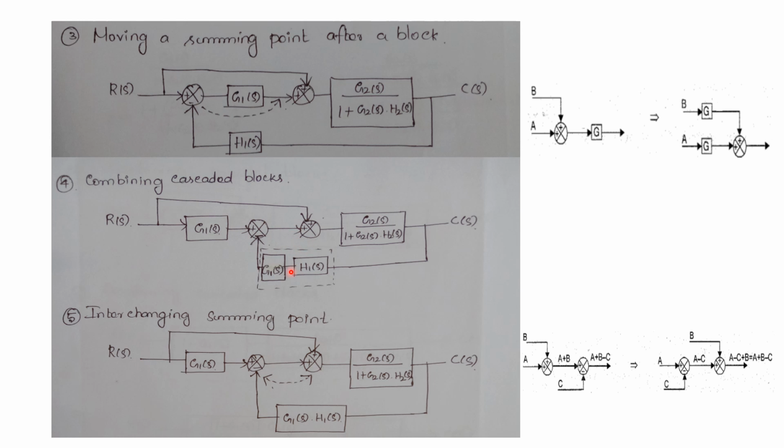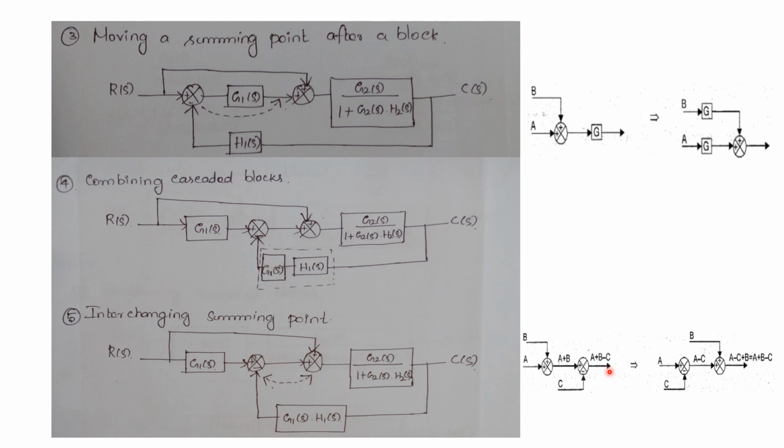Before interchanging the summer, here two blocks are in series, isn't it? So combining the cascaded blocks, here we can put the dotted line, and the next diagram will be like this. By multiplying both the gains, we can draw it like this. Now again we cannot apply the formula for feedback as well as parallel loops. This one is a parallel loop and this one is a feedback loop, and again it is overlapped. Only by interchanging this summer can we separate both the loops separately.